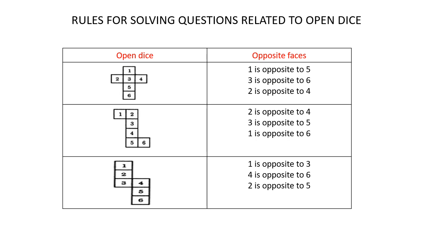Now look at this open dice. In this open dice, in this column, 1 and 3 are in alternate positions and they are the opposite faces. 4 and 6 are in alternate positions and they are the opposite faces. 2 and 5 are the opposite faces. So in this open dice, 1 is opposite to 3, 4 is opposite to 6, and 2 is opposite to 5.